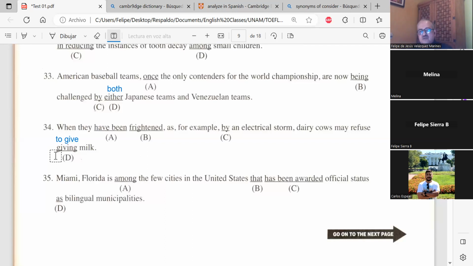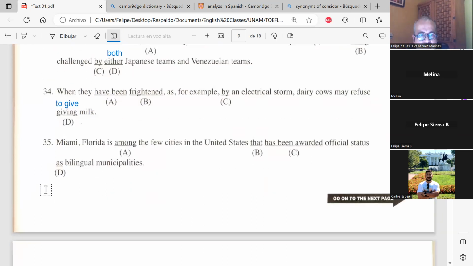So refuse to give milk es rechaza dar leche. No lo acepta. No acepta la acción rechazada. Refuse giving milk es rechazar haber dado. Ajá, no, cuando te la di, estás loco, estás menso, no, no fui yo, otra vaca, yes? So then this sentence, refuse giving milk, sounds funny for a native speaker, yes? Because the meaning is that one, but she did it, but she does not accept it.